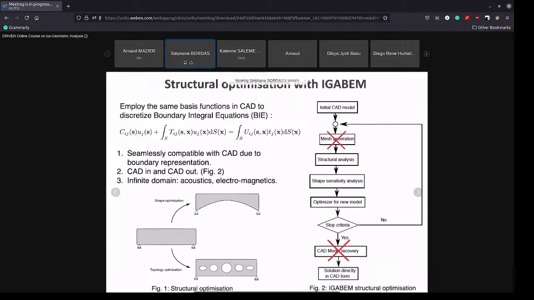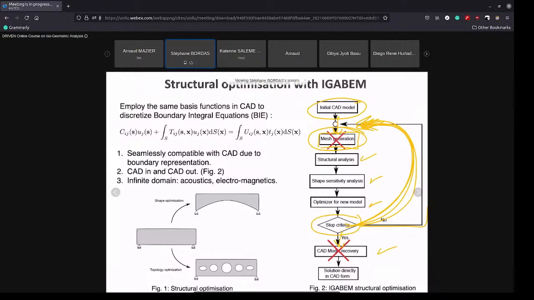I will show you this because it's super elegant and then I'll stop. This is about structural optimization with isogeometric boundary element. So the idea of structural optimization is that normally you start from a CAD model, which is here. Normally, if everything is done using finite elements, you do a mesh generation, you do a structural analysis, then you do a shape sensitivity analysis, which means how sensitive is the thing you're interested in, let's say the stresses, the weight, the stiffness, how that is sensitive to the parameters, meaning the shape. Then you optimize for a new model. And if you have reached the solution, then you go. If you haven't, then you go back and you regenerate a mesh for the new thing, and you go in circles like this until either you are done, which means you get here, or you continue.